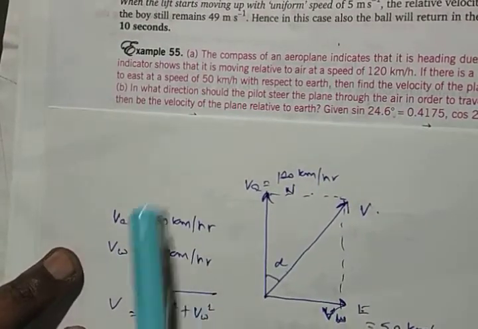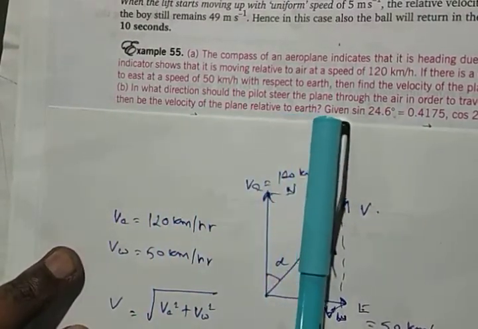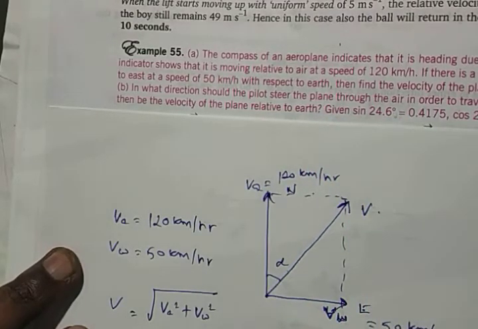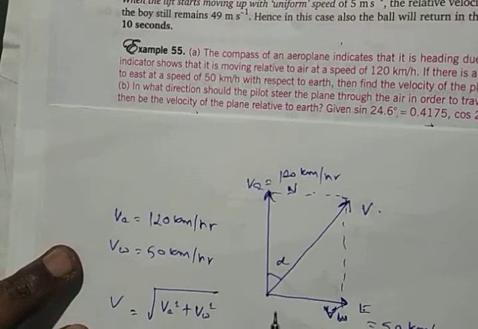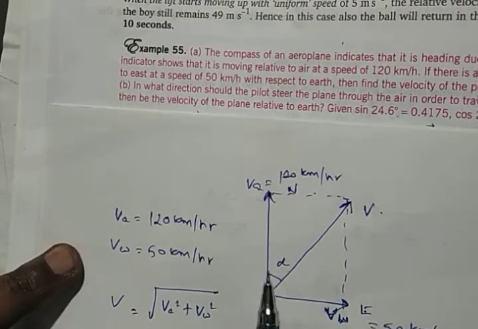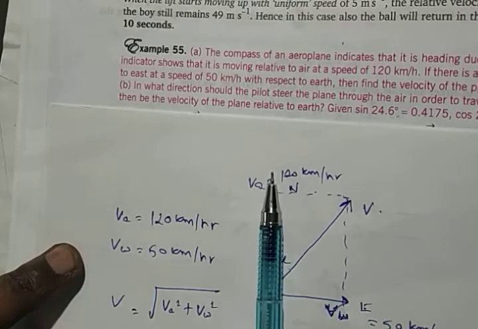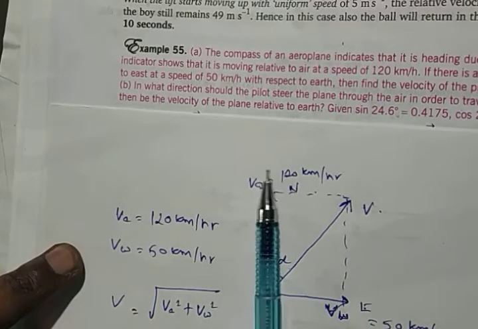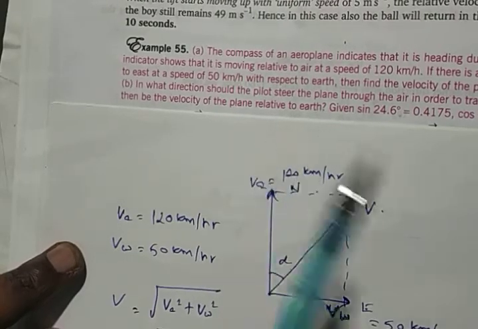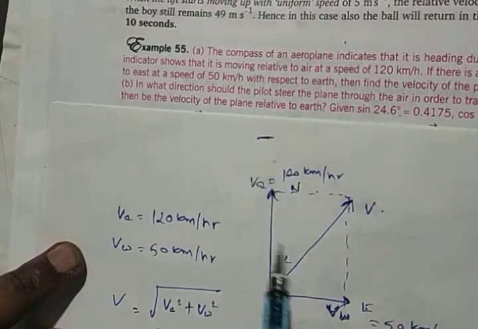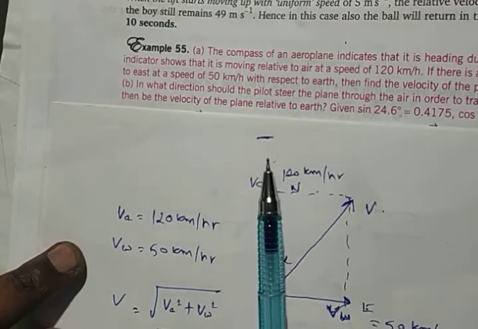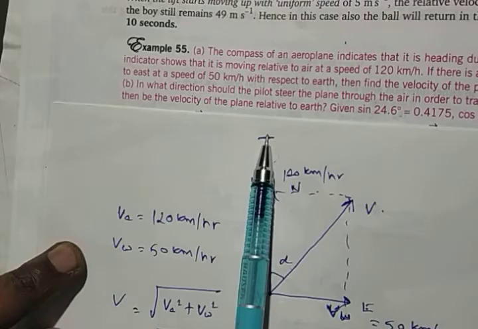In what direction should the pilot steer the plane through the air in order to travel due north? Anyhow, this guy has to head towards this direction. The wind is blowing, fine, but he has to head towards the northern direction. So the pilot can negotiate into some other direction so that he can finally land up in the destination over here. The destination is here. He cannot go to some other place. So in what direction does he have to steer the plane so that he could land up here?